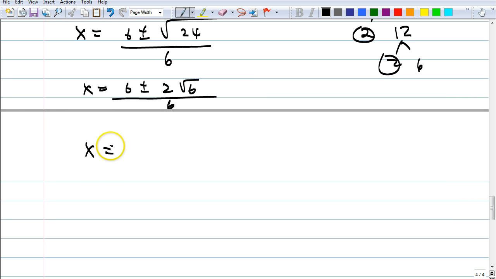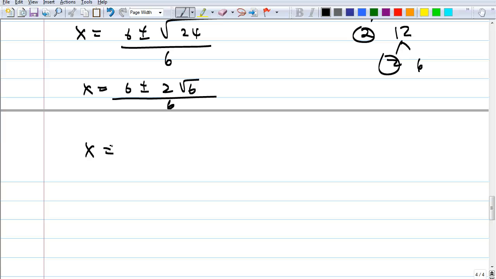So, is there a way to rewrite this a little bit simpler? X equals, anybody see what we could do? Yes? You can do 6 plus 2 rad 6 over 6. Oh yeah, this represents two numbers. Yeah, you can separate it like that. But actually, there's a way to simplify this a little further.